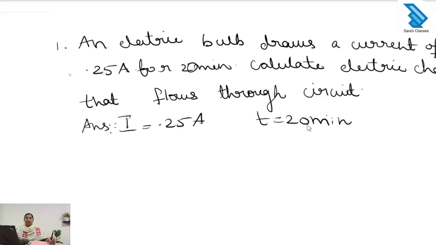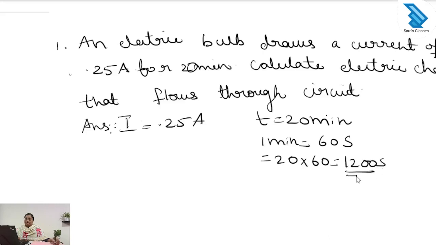Whenever the time is given in minutes, we have to convert that into seconds. We know that 1 minute is equal to 60 seconds. So to convert, we multiply the given number with 60. Here it is given as 20, so multiply it with 60, and we get the time as 1200 seconds.